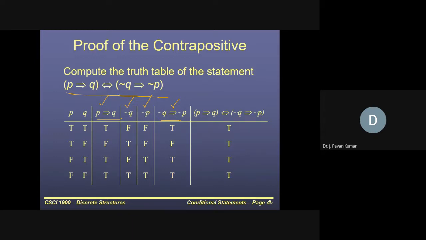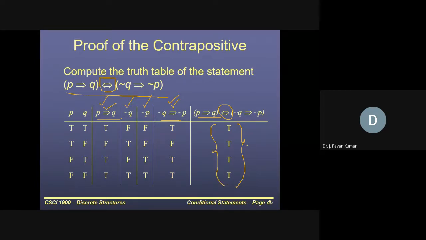Next, now we have to apply bi-implies. How we can calculate bi-implies is: whenever both are true, or both are false, then the resultant is true, otherwise it is false. Now consider P implies Q, that is this one. Next, negation Q implies negation P. Of course both are the same, right? So definitely we will get all values as true. Whenever both are true or both are false, then bi-implies will give true. So automatically we will get all values as true.